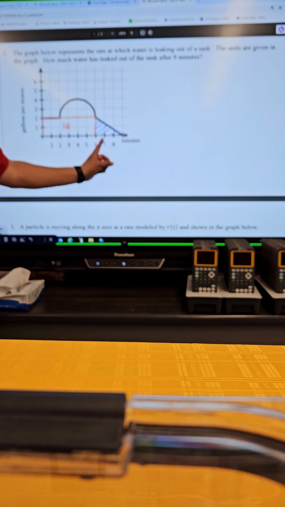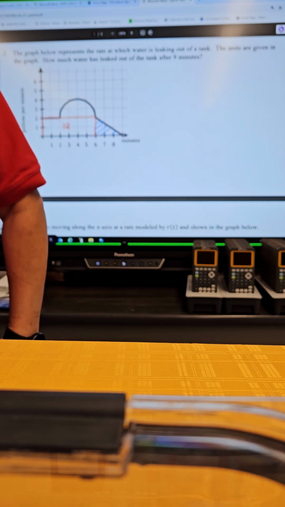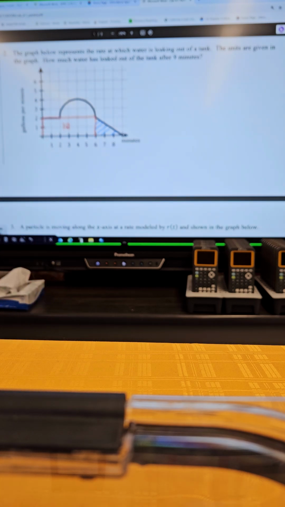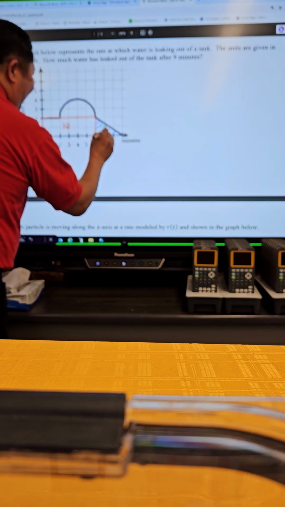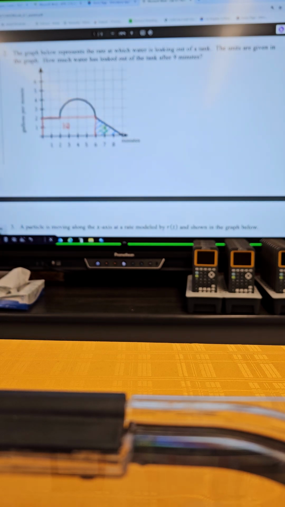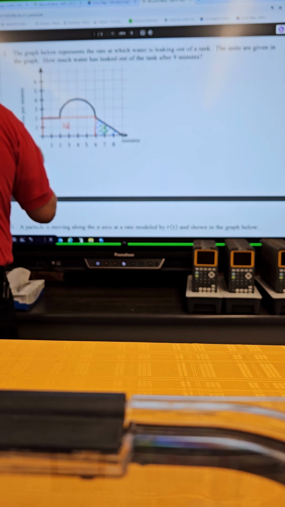That's 4. Base 4. Are you sure? It's 1. Uno, dos, tres. What is the height? 2. What is 3 times 2? 6. And what is half of 6? 3. So this is 3, right? Mike thought it was 4. That's 3, right? Yes, good. The area is 3.